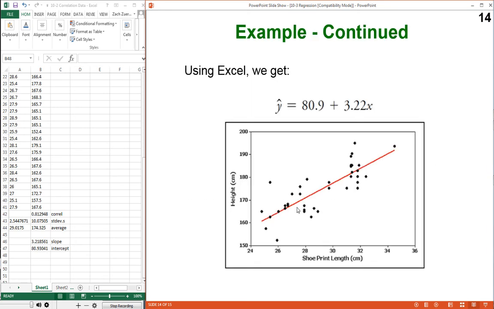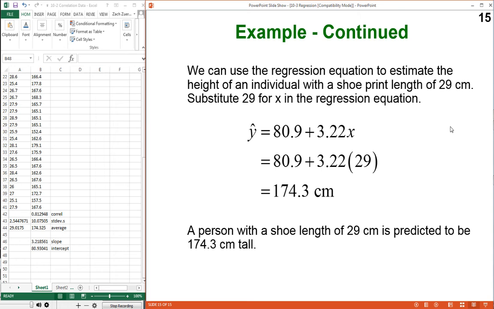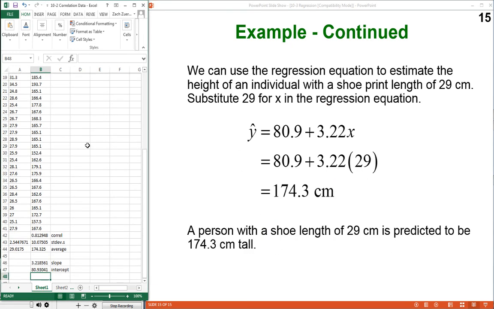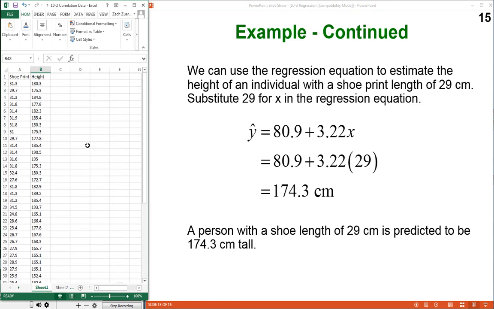So you can see that that's the picture of the line. You have your dot plot there. Here's the equation, 80.9 plus 3.22x. Now we can use the regression equation to estimate the height of an individual with a shoe print length of 29 centimeters. If we go over here, you can see that 29 centimeters is right in the range of the values here.